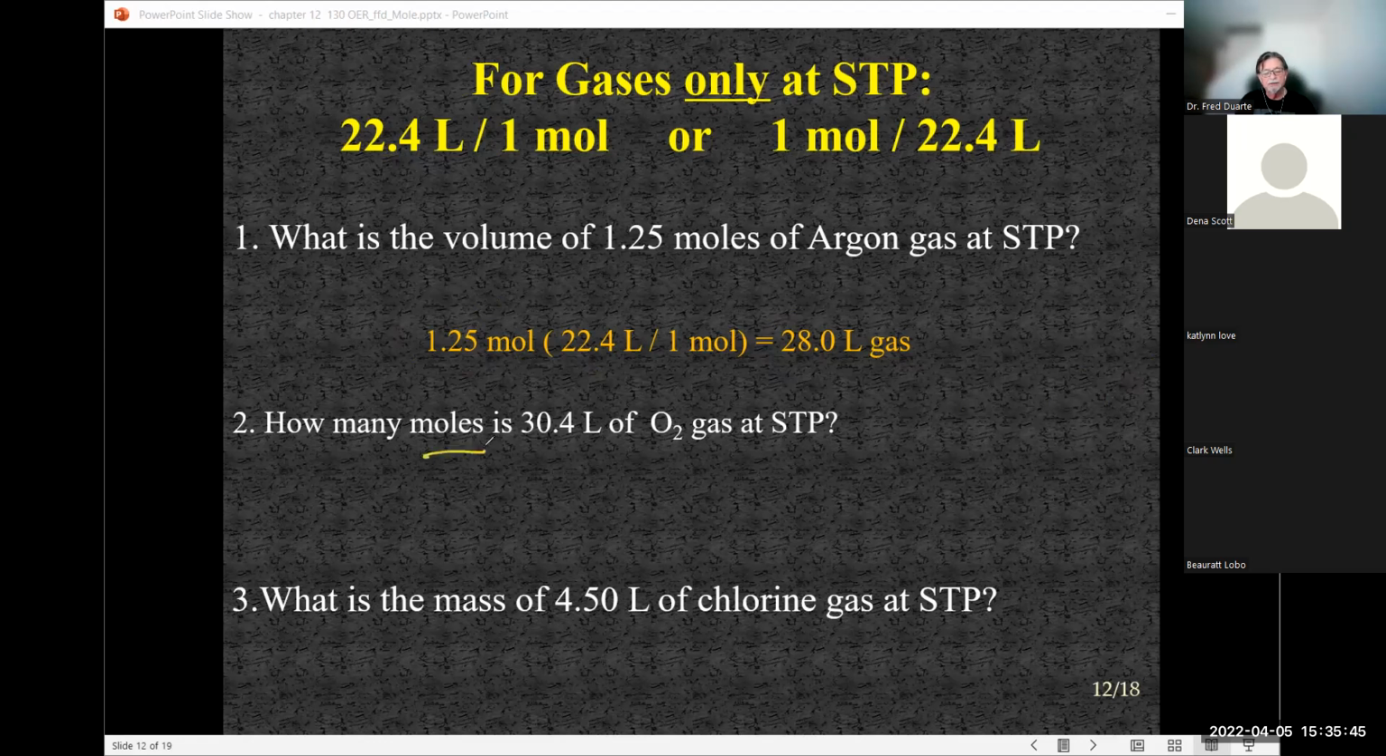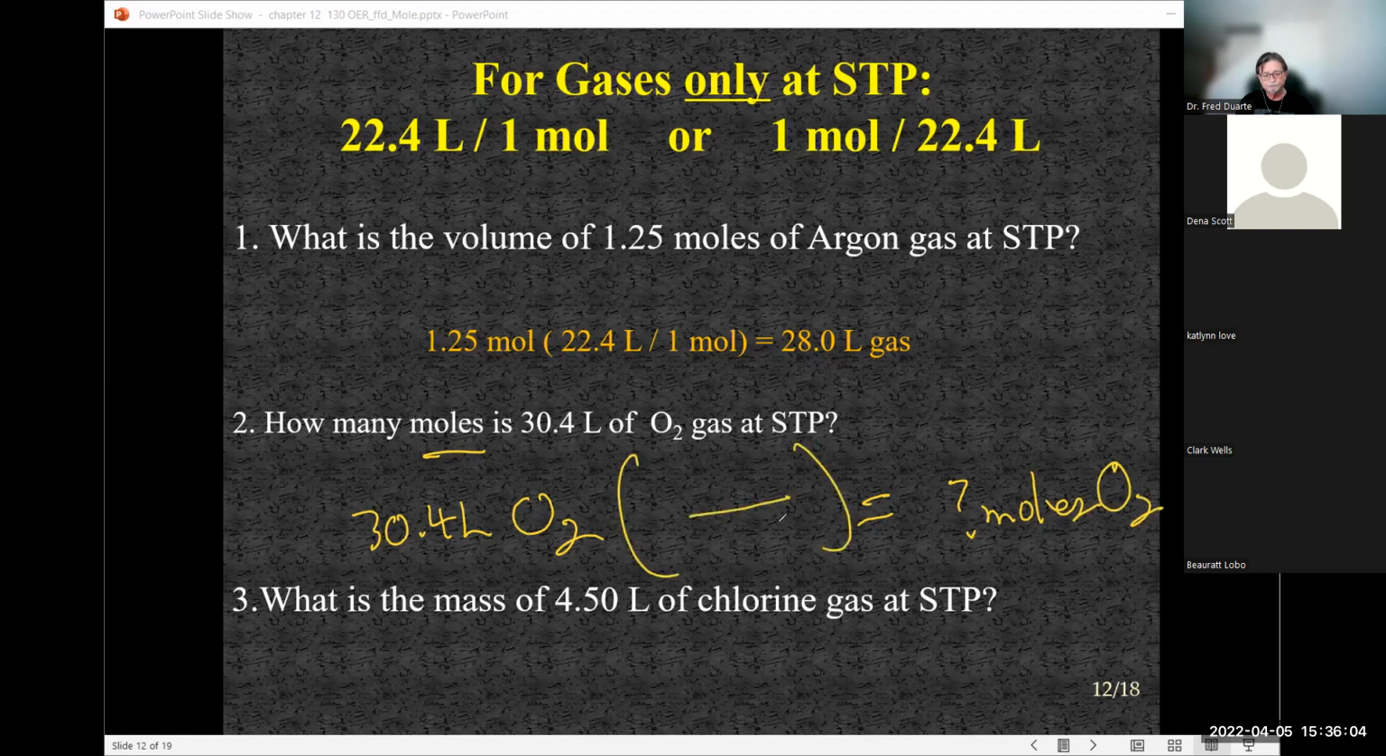Next one, number 2. How many moles is 30.4 liters of oxygen gas? All right. So we have 30.4 liters of O2, and we need to know how many moles that consists of. Well, liters cancel with liters in the denominator, moles in the numerator, 1 mole over 22.4 liters. Okay, liters cancel, leaving me with moles.